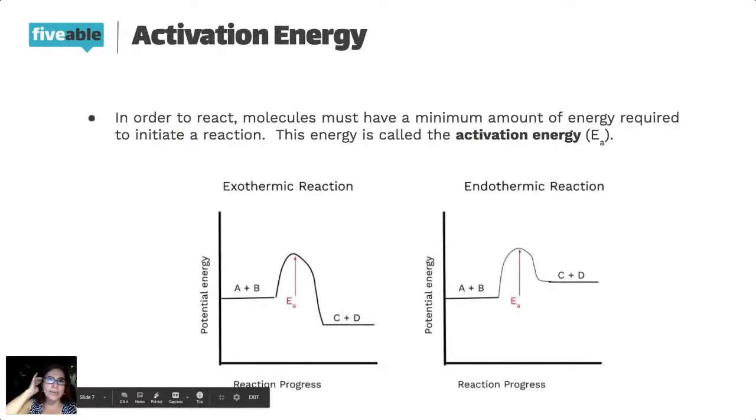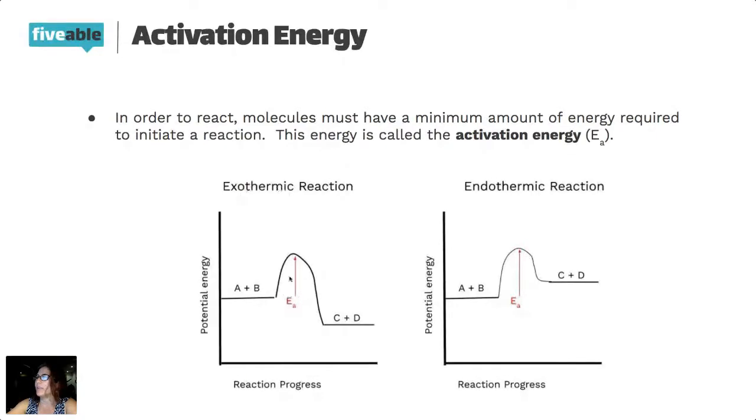Okay, the activation energy is the minimum amount of energy needed to initiate a reaction. This is the activation energy. And in this graph, what I try to show is that the reactants, A and B, need to overcome a certain energy, and that's the activation energy, to make the products. You have activation energy in both cases.